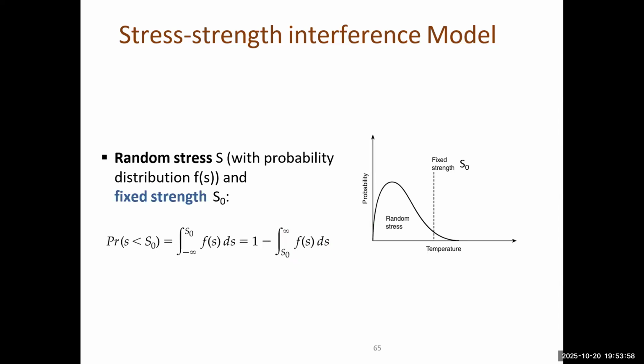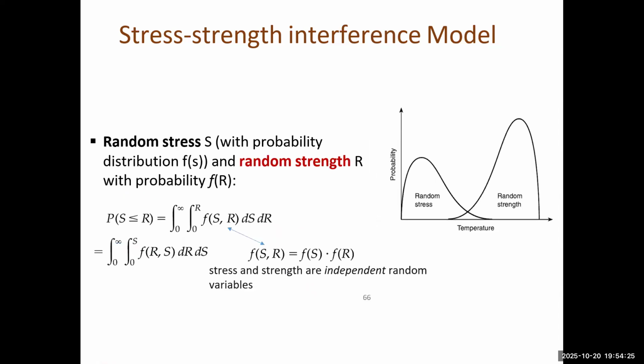And if we frame it from the failure perspective, we can use the second equation to calculate our reliability. This kind of formula will yield our probability of success. And this is a very simple case of the stress-strength interference model. And now we have a more complicated model.